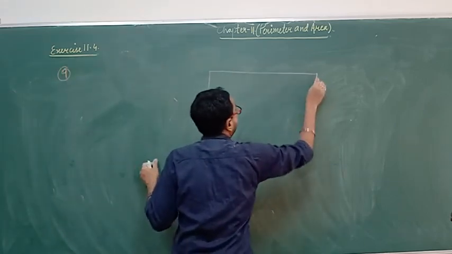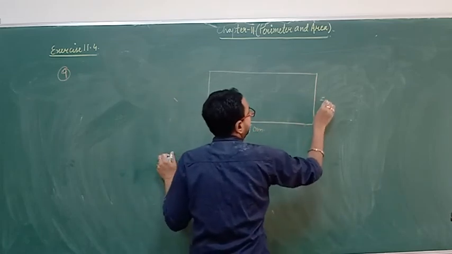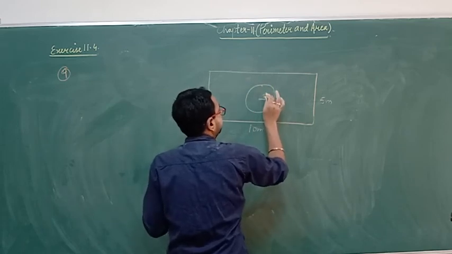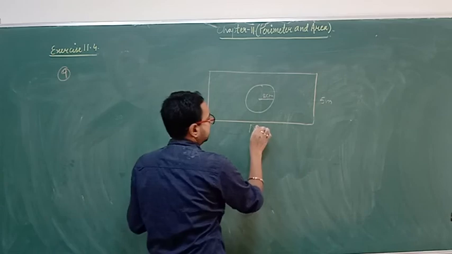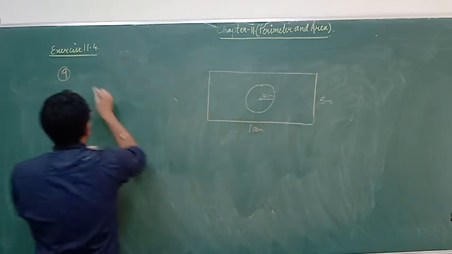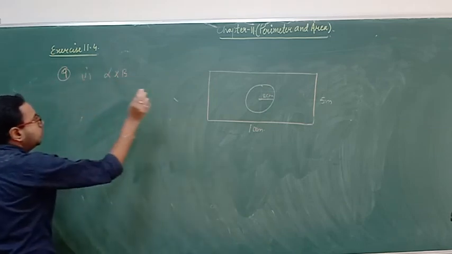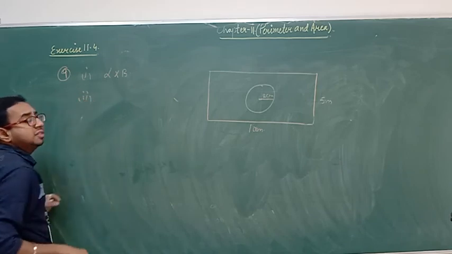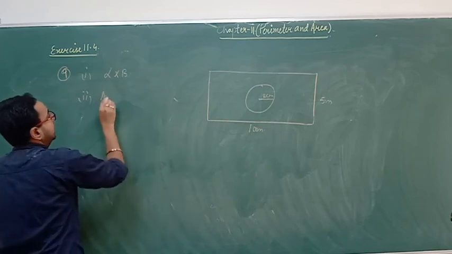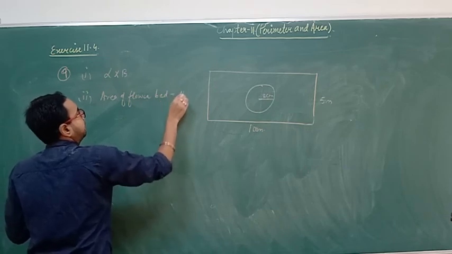Again, we are having a rectangular park of length 10 meter, width 5 meter. In the center, we have a flower bed circular in shape with 2 centimeter radius. I think it is also meter. First question is find the area of lawn. Lawn is in which shape? Rectangle. So L into B you can find. Very easy question. I am just giving you a repeat. Second is find the area of flower bed. Flower bed is in which shape? Circle. So area of flower bed is pi r square.